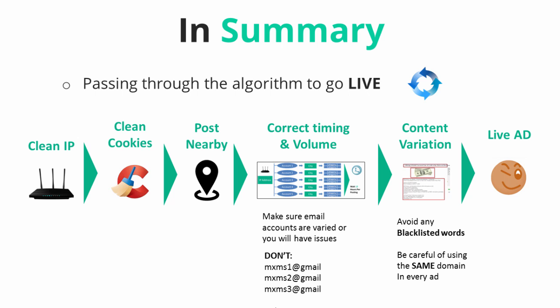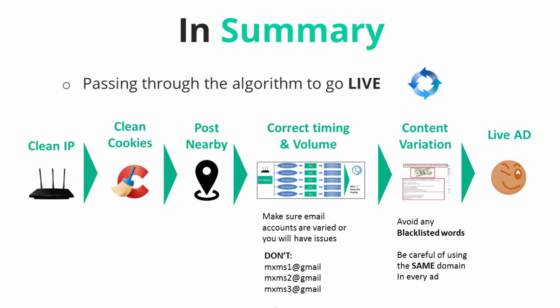Okay, so from here, this is where you just want to get your correct timing and volume down, which we just covered. Also, make sure that email accounts are varied or you will have issues. If you're using multiple emails, let's say you have 5 email accounts on one IP, and it's something like this: MXMS1, MXMS2, MXMS3. This is literally something that I used to do, and then I found out that all of my accounts got shut down after a while.